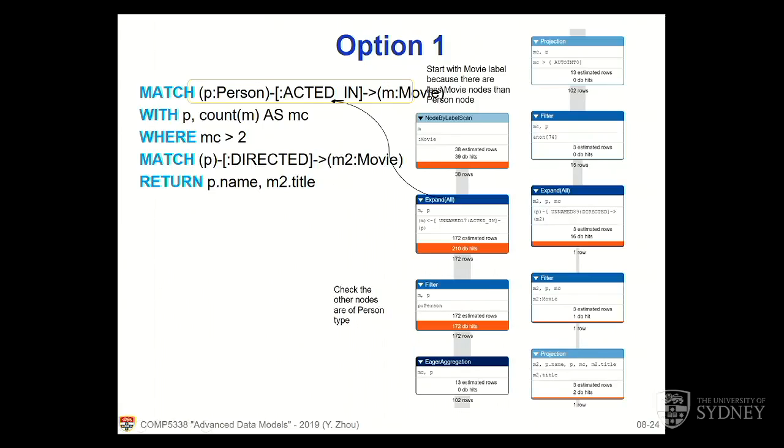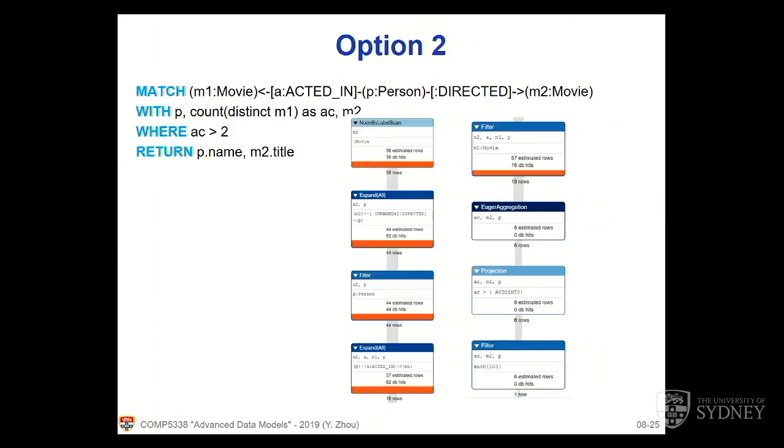And the other way is we can match a much longer pattern. Instead of doing it one by one, we put everything together. So we want to find a person that's acted in some movie and also directed some movies. So we want a much longer pattern. Now we do the aggregation and make sure the person has acted in at least 2 movies.